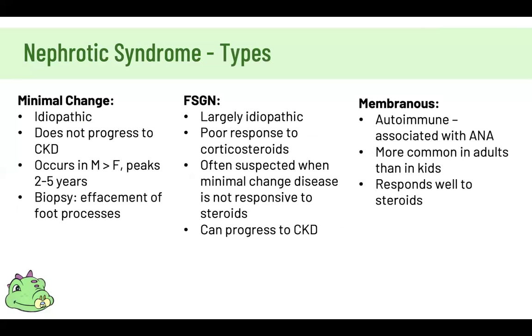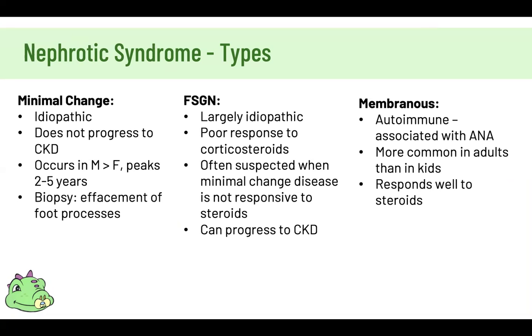So the main types, as we talked about, minimal change is definitely the most common, particularly in very young kids. It's an idiopathic disease, so they're not quite sure what causes it, but it tends not to progress to CKD, which is probably the big thing to take away, is that it's usually benign, particularly with treatment. It occurs much more commonly in males than females, and it peaks around 2 to 5 years of age. On biopsy, so going back to path, there'll be effacement of foot processes. So that's very buzzwordy for minimal change.